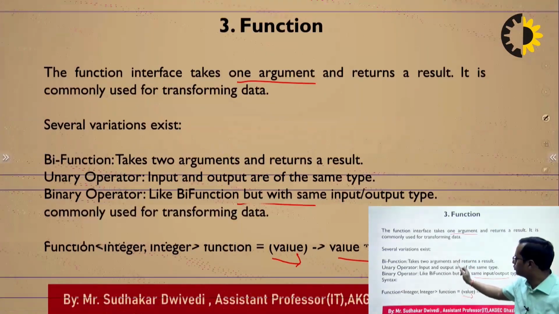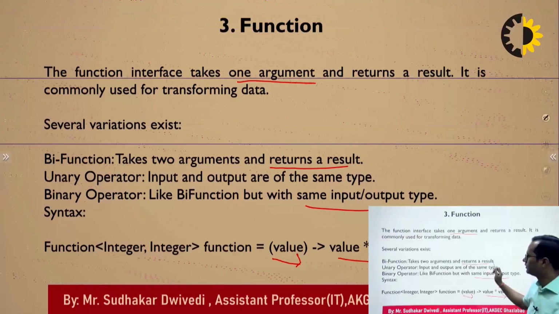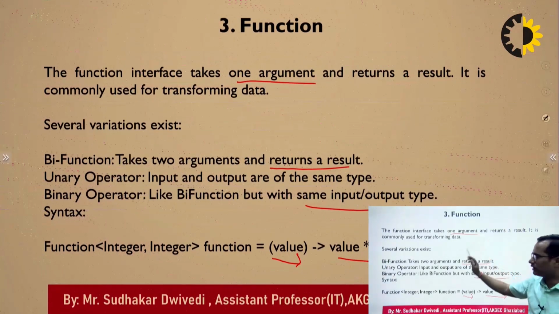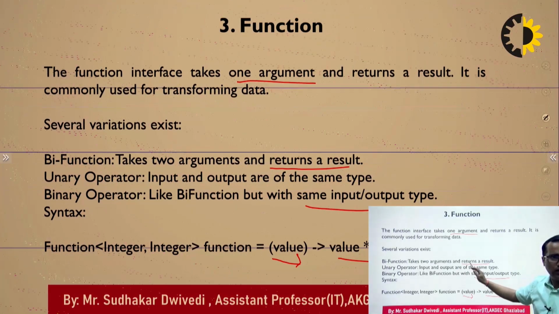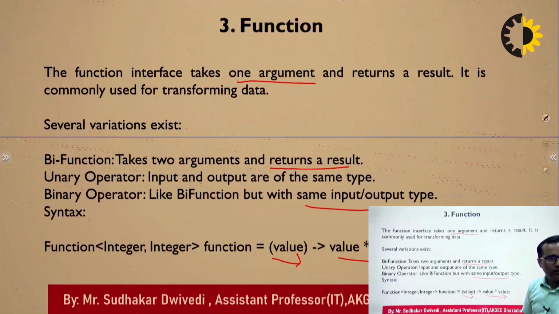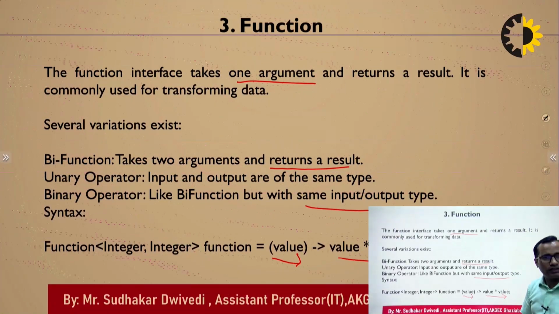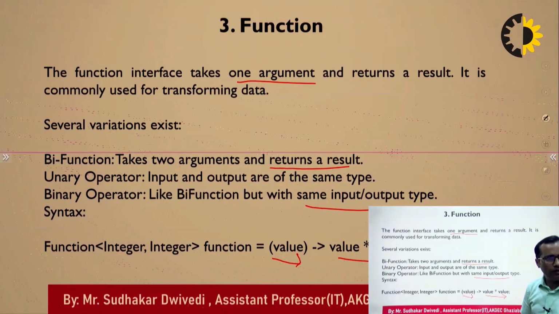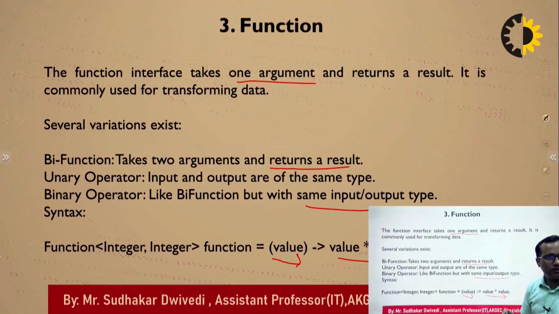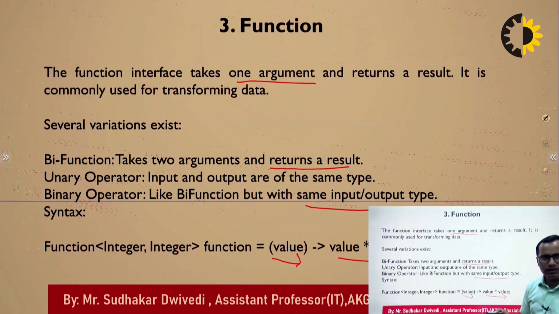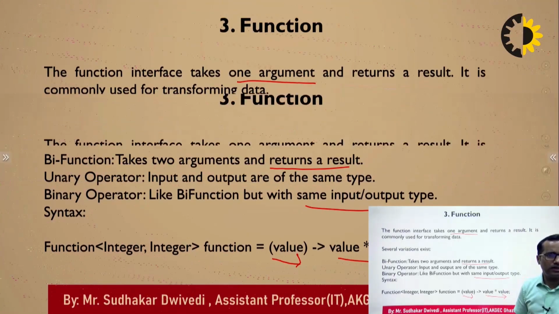BiFunction takes two arguments and returns a result. As in the function interface, it takes only one argument, the BiFunction will take two arguments and return a result. Unary operator: if the input and output are of the same type, then we will use the unary operator. Binary operator is like a BiFunction, that means it takes two arguments and returns a result, but with the same input and output type. So in the binary operator, the input and output types would be the same.